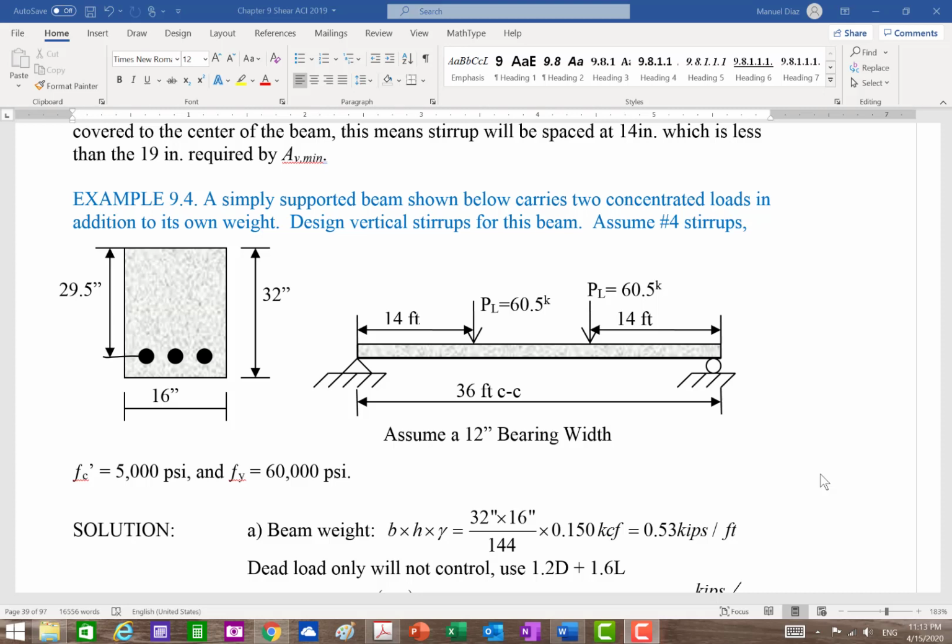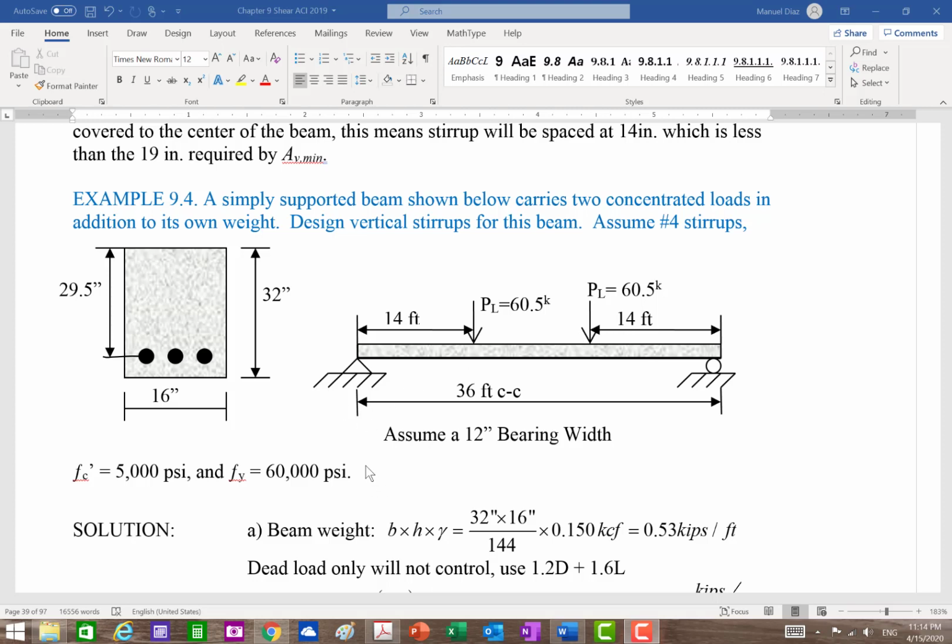Okay, this is part 3 on shear design. Example 9.4 is very similar to 9.3, but it actually is going to show you how to deal with the point loads. The point loads are the ones that create the drops in the shear diagram, right? That's what you're learning in mechanics of solids. So really the whole issue here is not that the shear design is going to be different. It's just how to find the shear diagram, right?